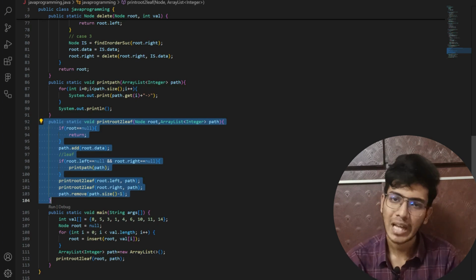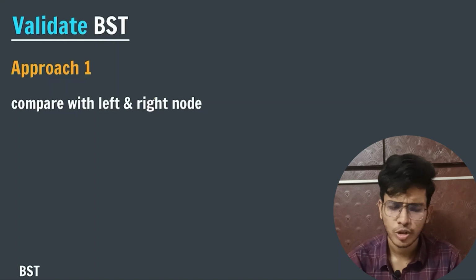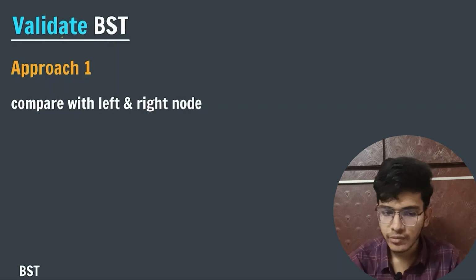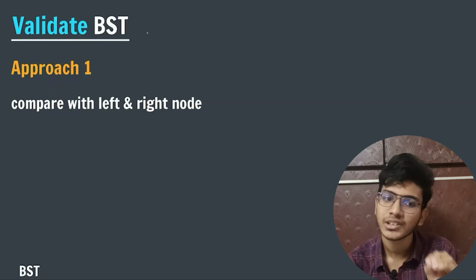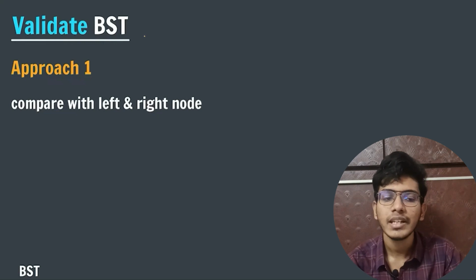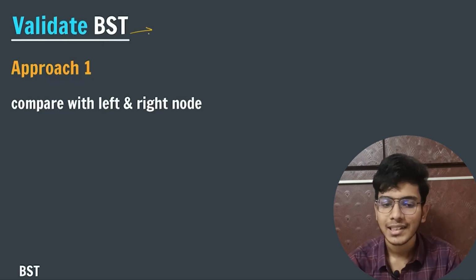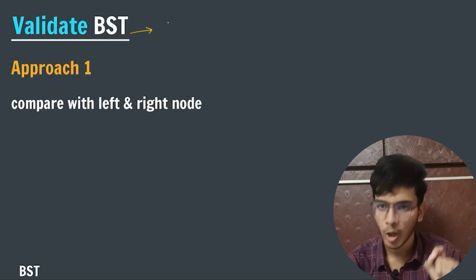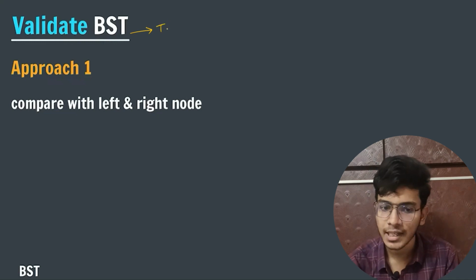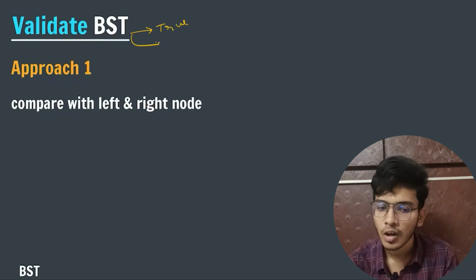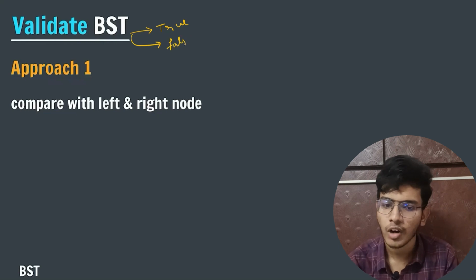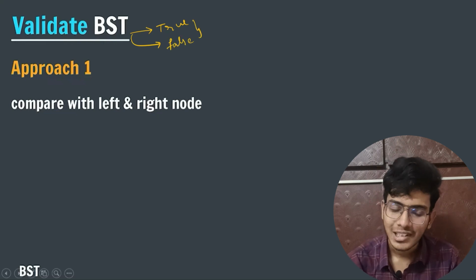Now let us talk about another question. In this question, the user will give us a BST, a binary search tree, and we need to tell whether it is a valid BST or not. If it is a valid BST, then I will return true. If it is not a valid BST, then I will return false. So in this we need to check.